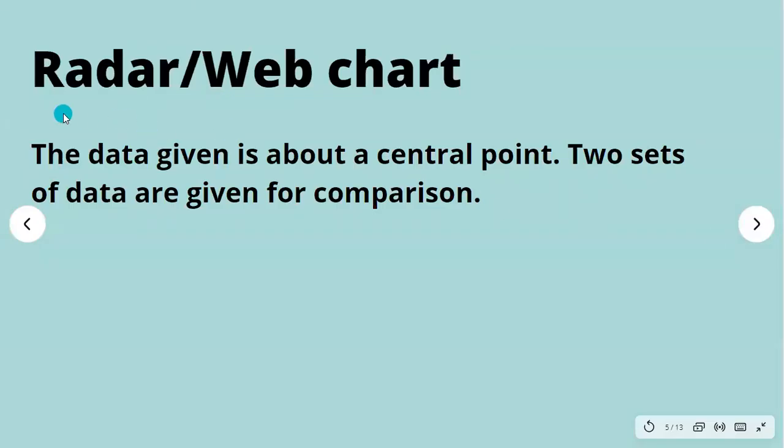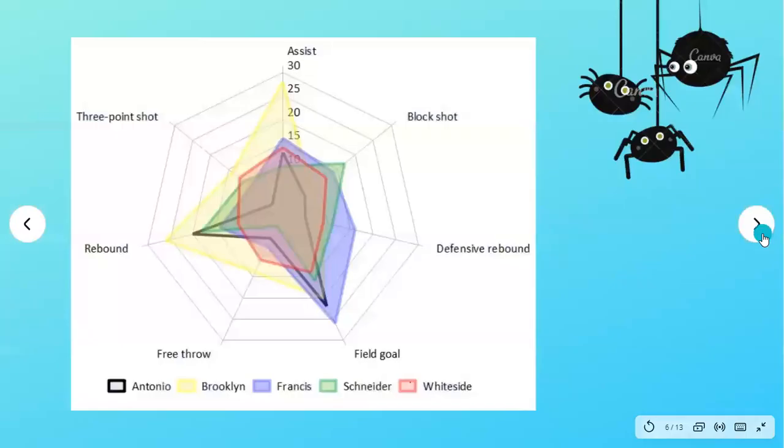First, we have radar or web chart. Radar or web chart can also be called in so many names. We have star chart, star plot, cobweb, and this can also be called an irregular polygon. So here, the data given is about a central point. Two sets of data or more are given for comparison. So let's see an example.